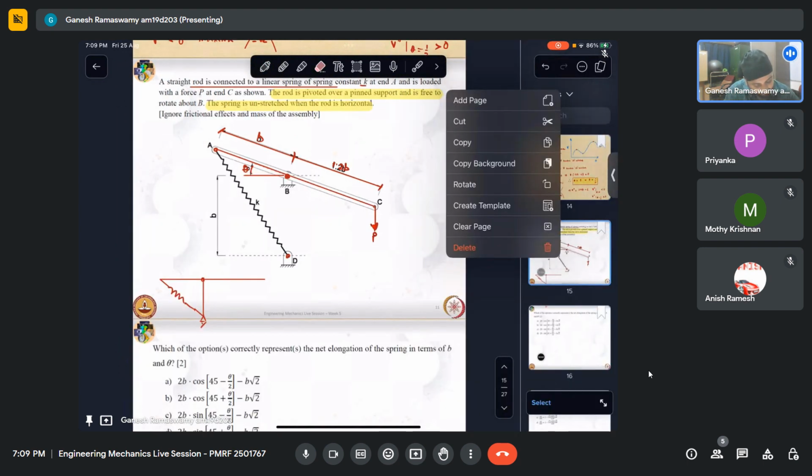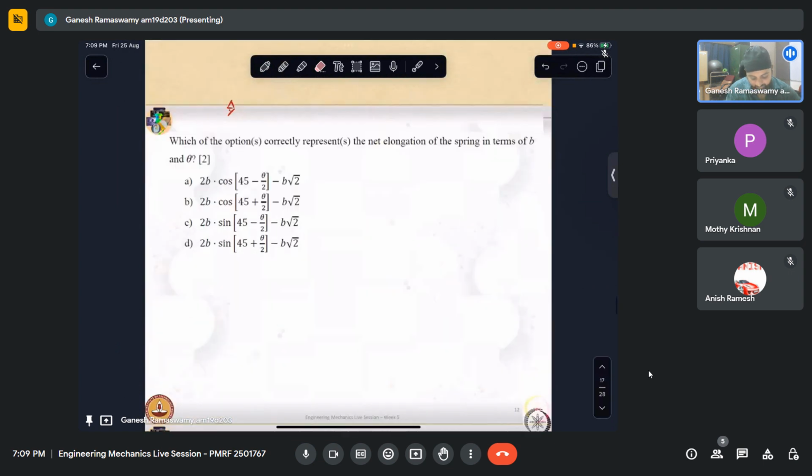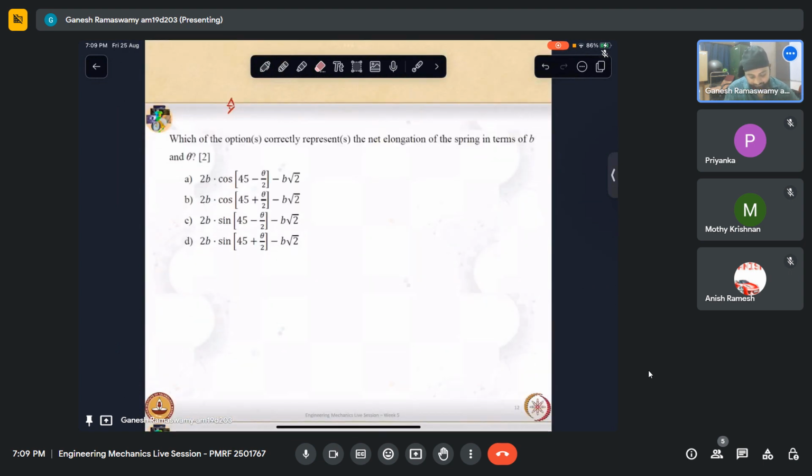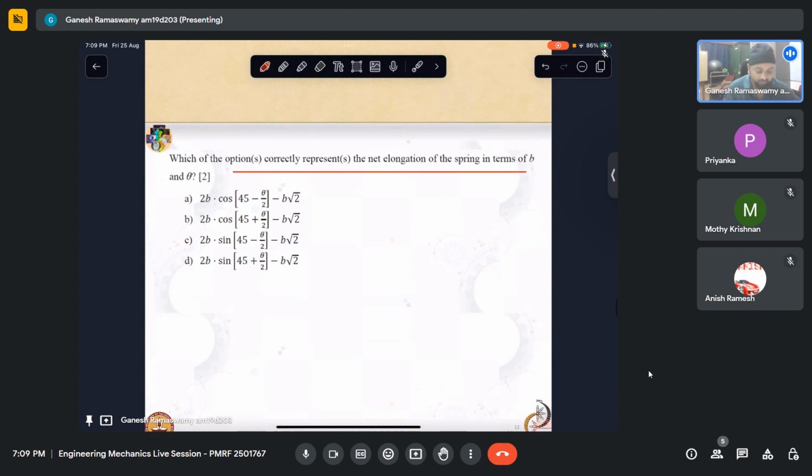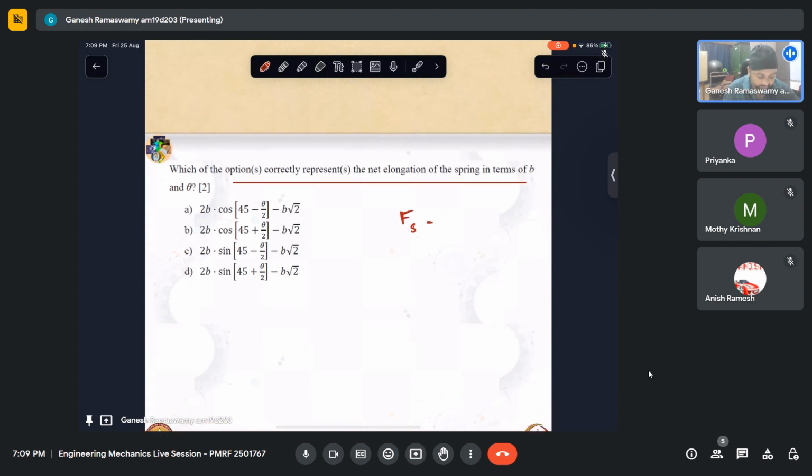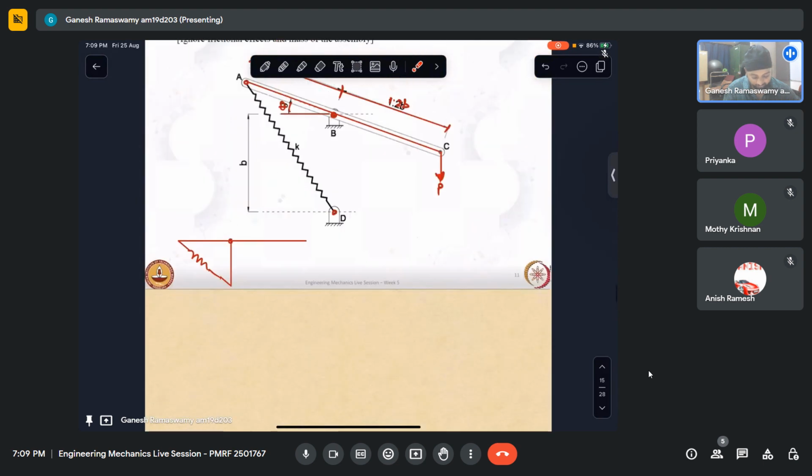What have we been asked? Which of the options correctly represents the net elongation of the spring in terms of B and theta? So what are we trying to see? We know that force in a spring is minus kx. Here we have been asked to find this net elongation x in terms of B and theta from the geometry of the problem. So let us see how to go about that.